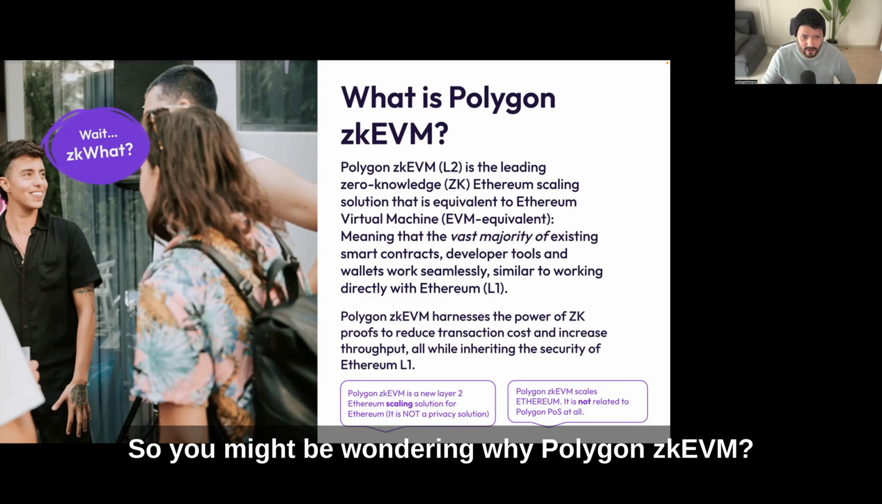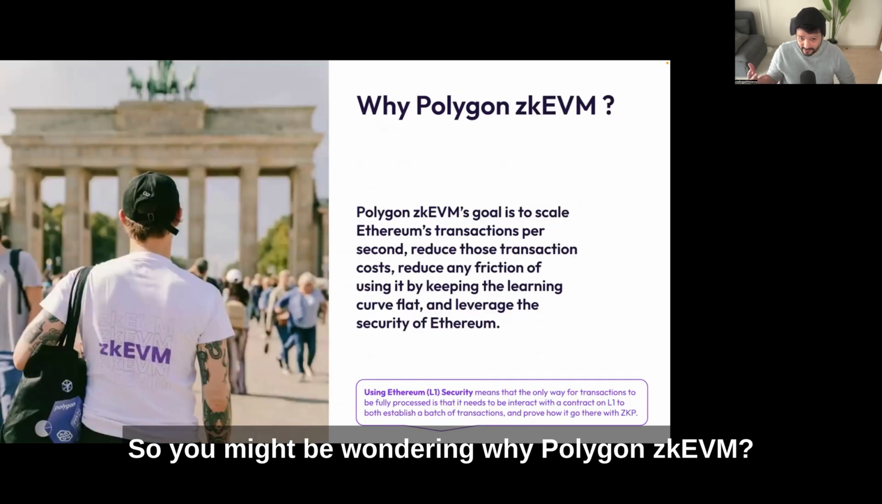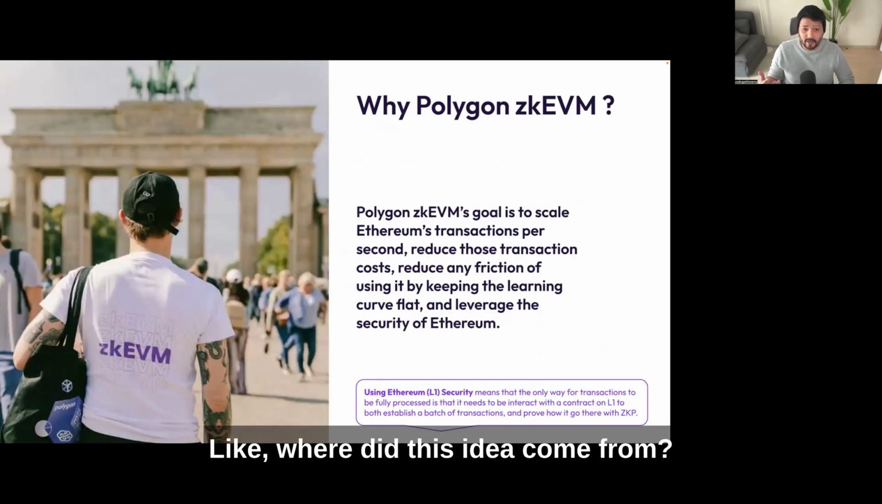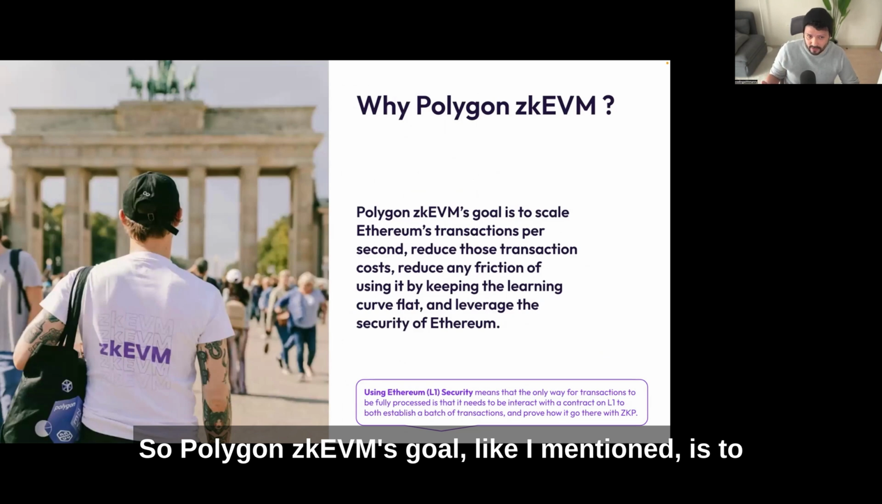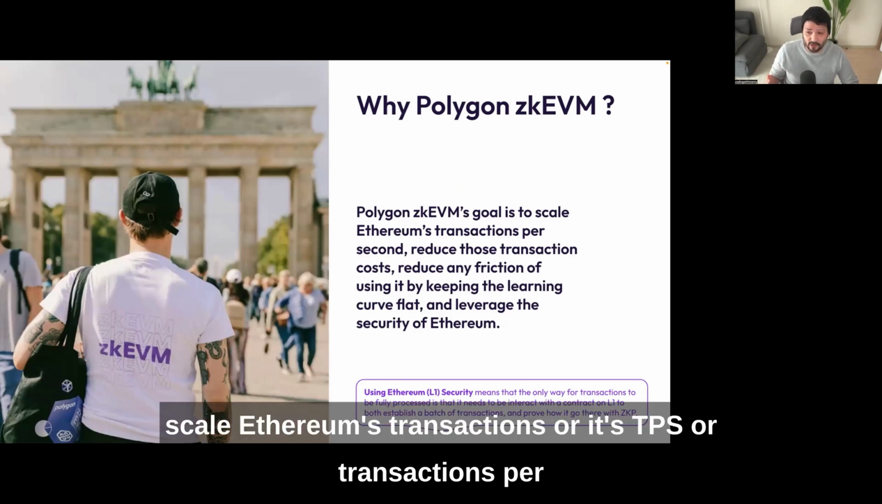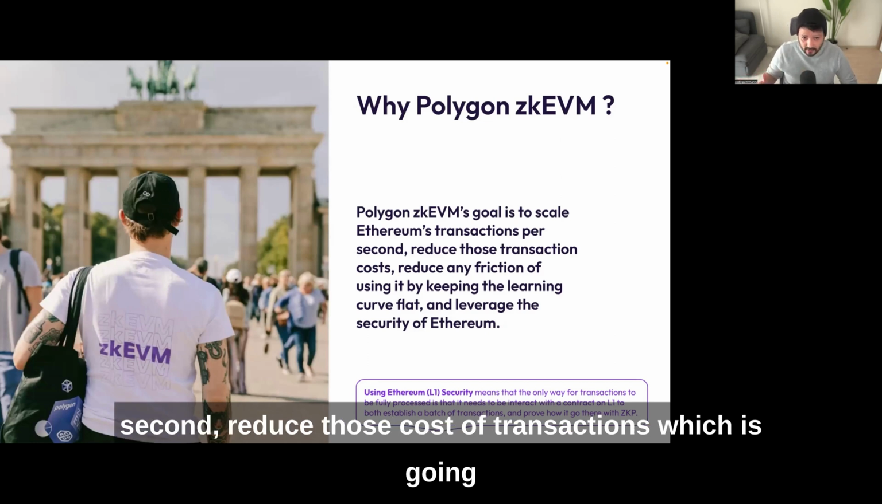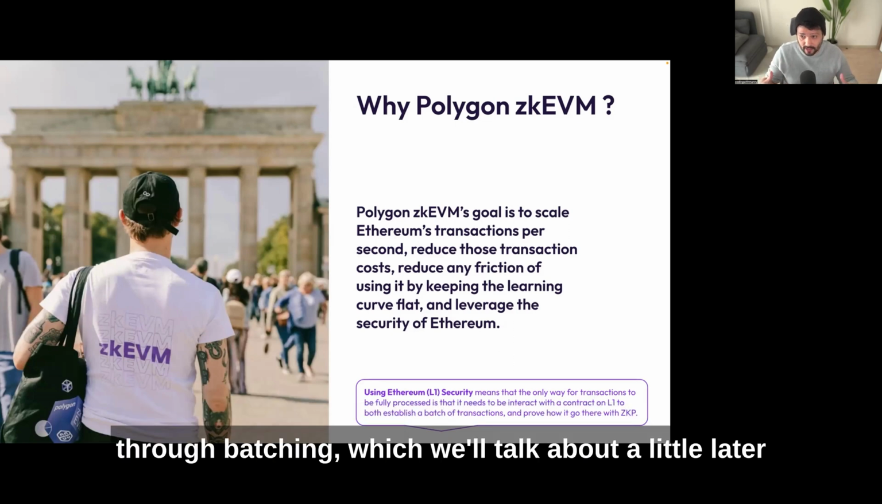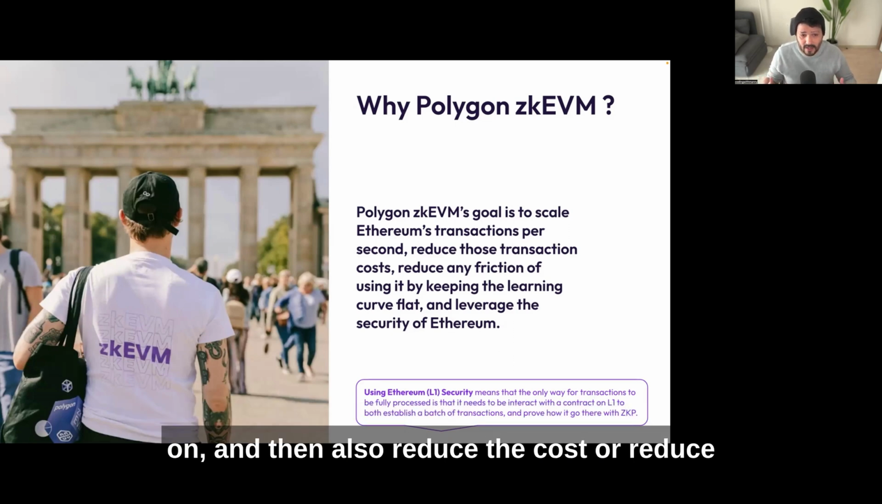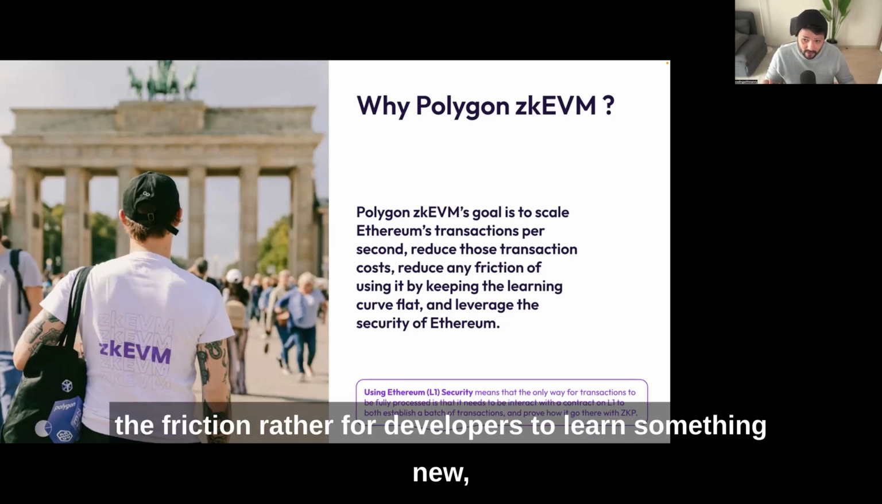So you might be wondering why Polygon zkEVM, where did this idea come from? Polygon zkEVM's goal, like I mentioned, is to scale Ethereum's transactions, so its TPS, or transactions per second, and reduce the costs of transactions, which is done through batching, which we'll talk about a little later on. And then also reduce the friction for developers to learn something new.